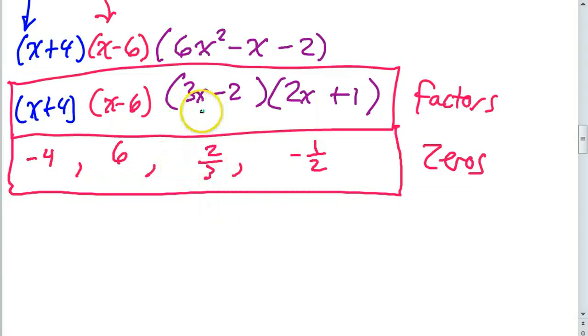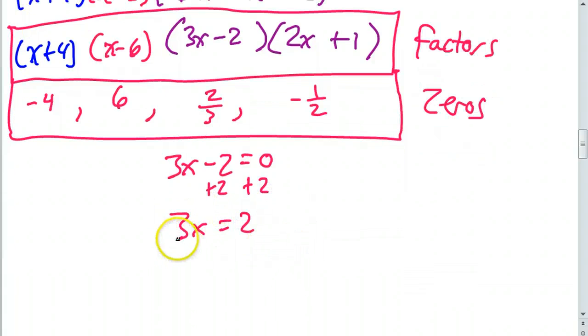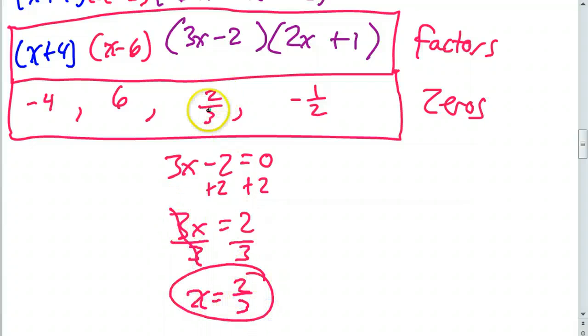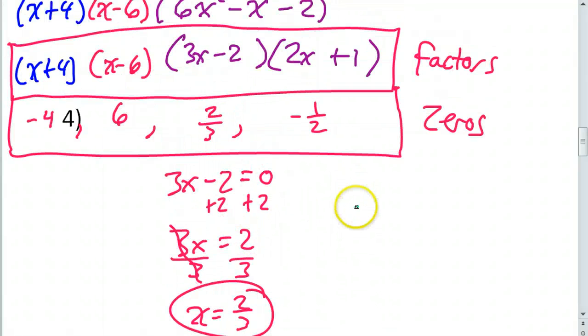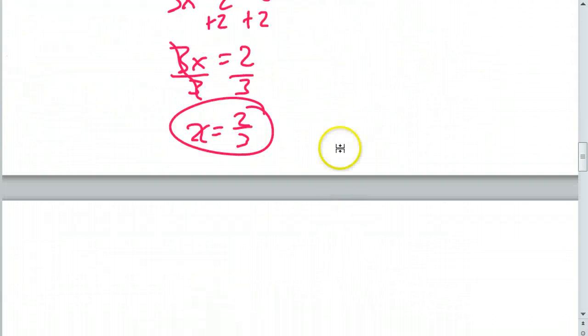And again, the way I'm getting these is I'm setting the factors equal to 0. For example, if I set 3x minus 2 equal to 0, and I add 2 to both sides, I get 3x equals 2, and I divide by 3. So that's how I got 2/3. And that's how I would do them all. Any questions about number 4?